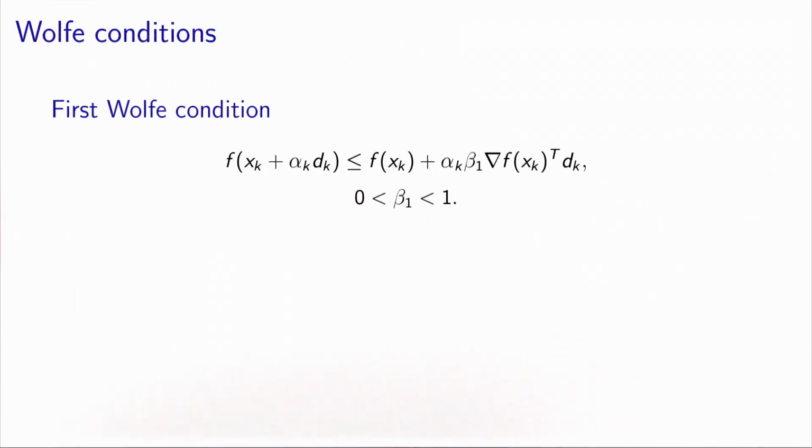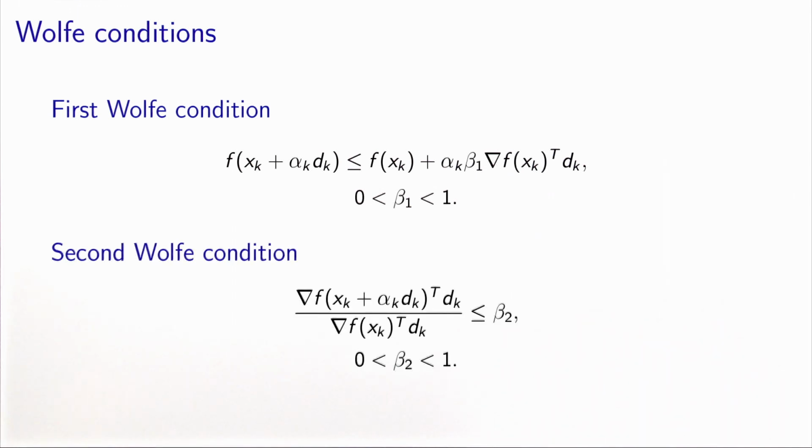So the first Wolfe condition requires a sufficient decrease in the objective function, and the amount of decrease requested is proportional to the slope of the function, proportional to the step, and to a parameter which is strictly between 0 and 1. The second Wolfe condition imposes sufficient progress of the iteration, and in particular a relative increase of the directional derivative of at least beta 2, with beta 2 again being between 0 and 1.